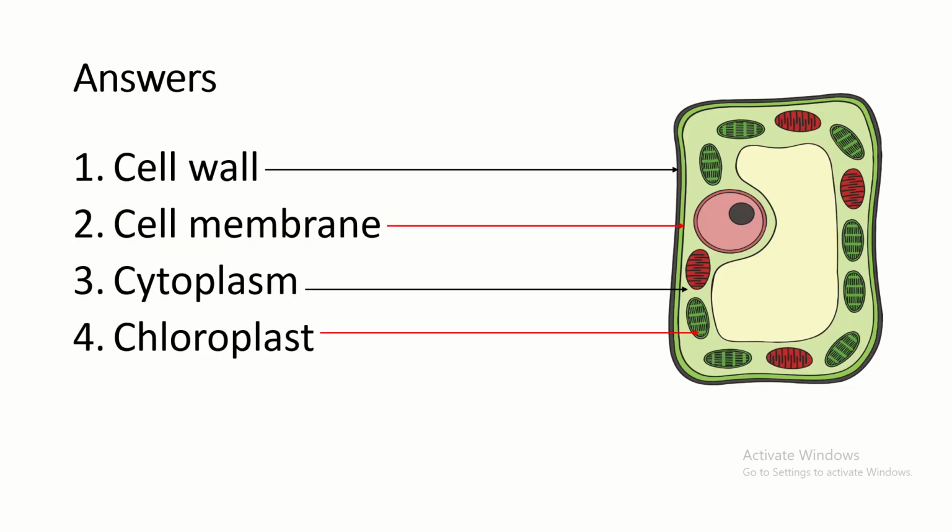Now the answers are cell wall. The cell wall protects the entire plant cell. The second one is the cell membrane. It is a layer after the cell wall and it also does the work of protection. Cytoplasm. Cytoplasm is a jelly-like structure. All other parts of the cell float inside the cytoplasm. The next one is chloroplast. Chloroplast gives green color to the leaves of a plant.